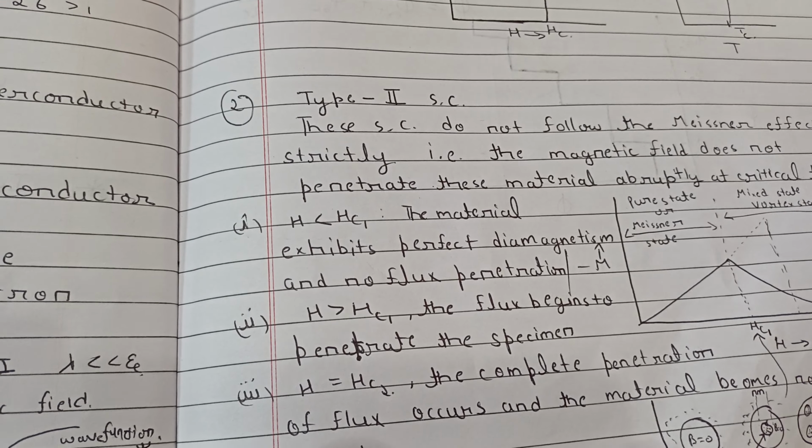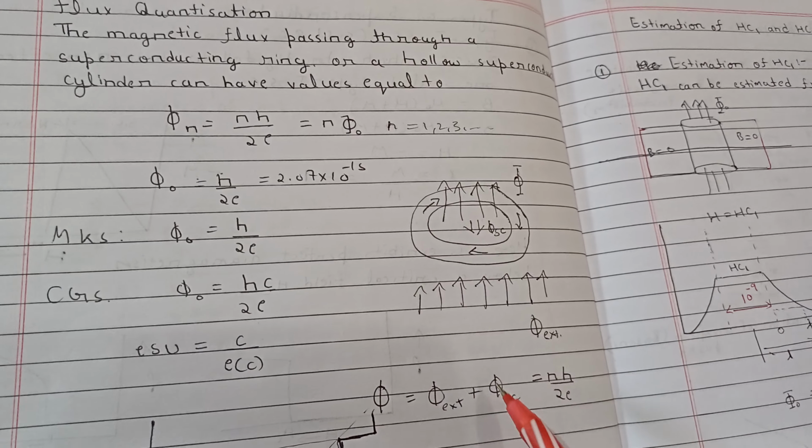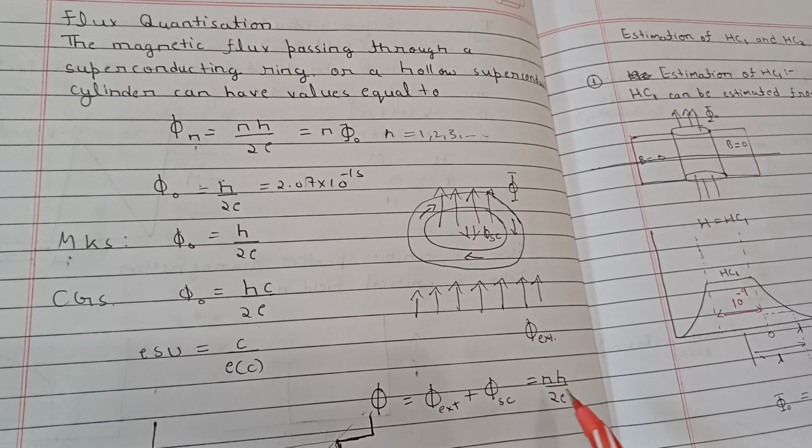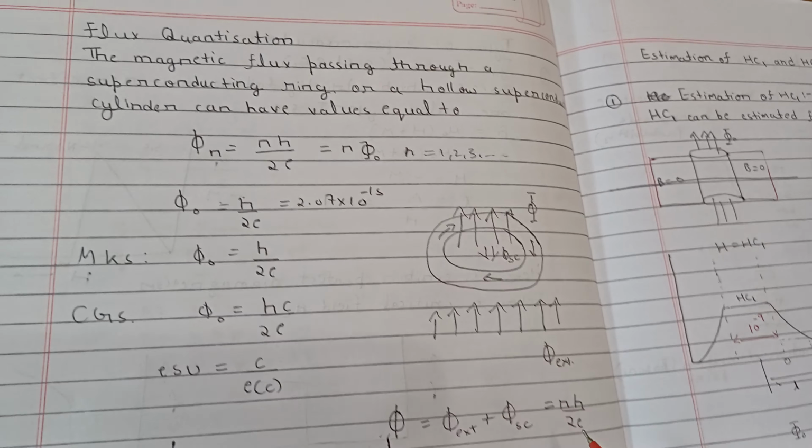Okay, so what we see is that according to Lenz's law, it will oppose all the magnetic flux coming from outside and will make it zero, meaning the net magnetic flux will be the external flux plus the magnetic flux produced by the superconductor in the opposite direction, phi sc, and we will see that it is nh by 2e. So according to this rule that flux is quantized, the net flux, phi external plus phi sc, is quantized, and it is nh by 2e.